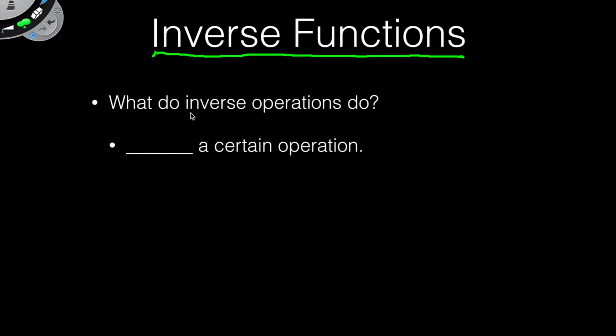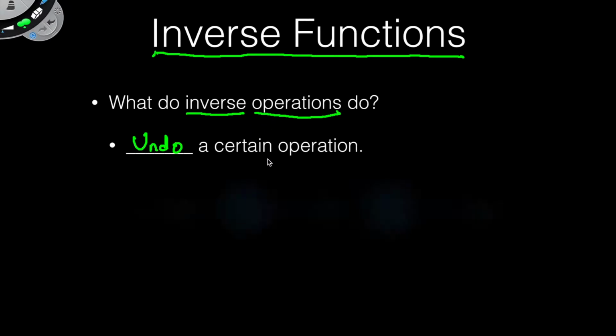So the first frame of reference we start with is inverse operations. You might have seen these when you were younger, when you're doing lower level math, but inverse operations are basically operations that undo certain other operations. So an inverse operation basically undoes a certain operation.